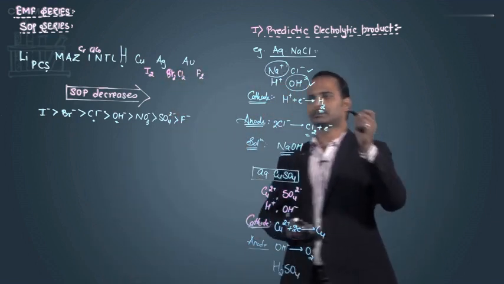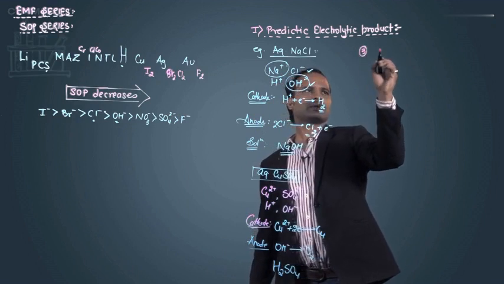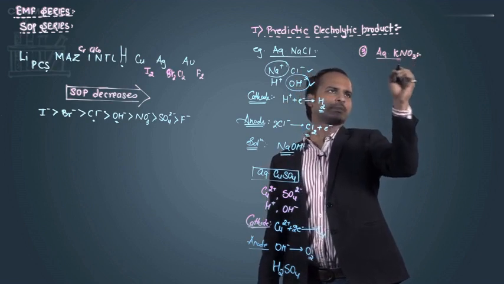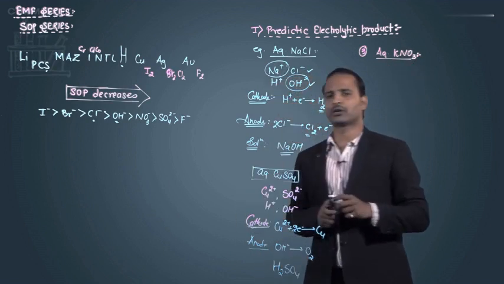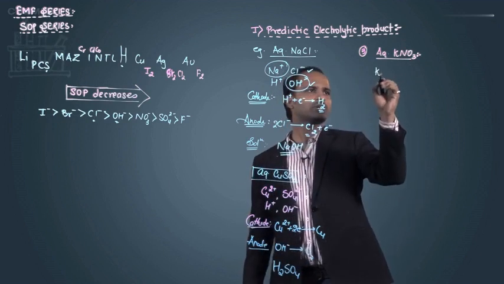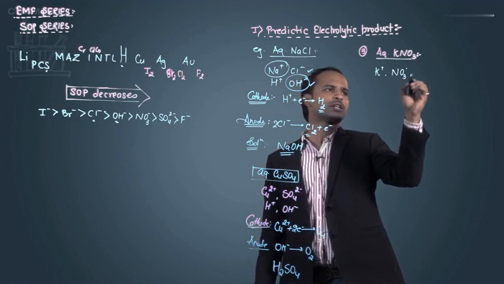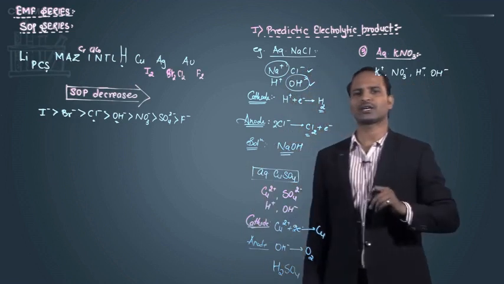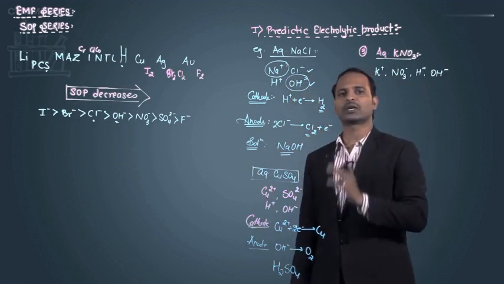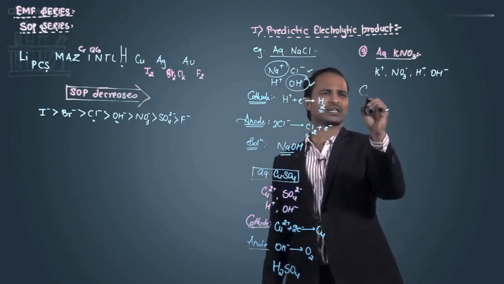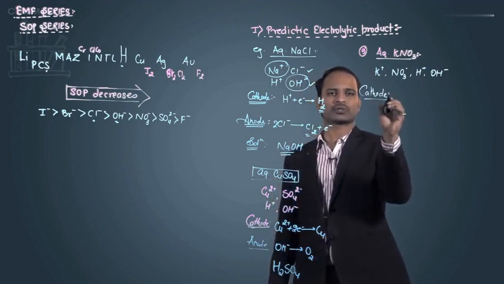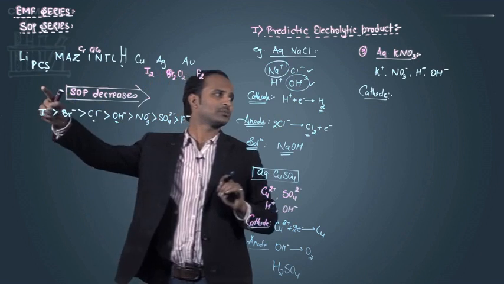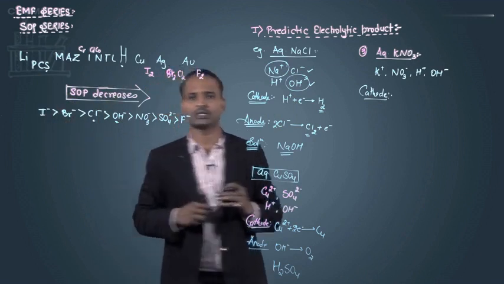Then the third one, let's see the third example, aqueous KNO3, that is potassium nitrate. Again, if I am talking about the ions, which ions will form? KNO3, I will have K plus ion, NO3 minus ion, H plus ion and OH minus ion. Again, the SRP series will tell you, between potassium and H plus at the cathode, which has more tendency to reduce. H plus has more tendency to reduce.